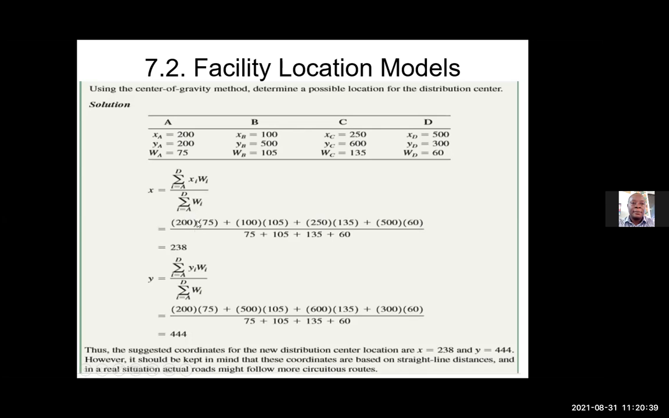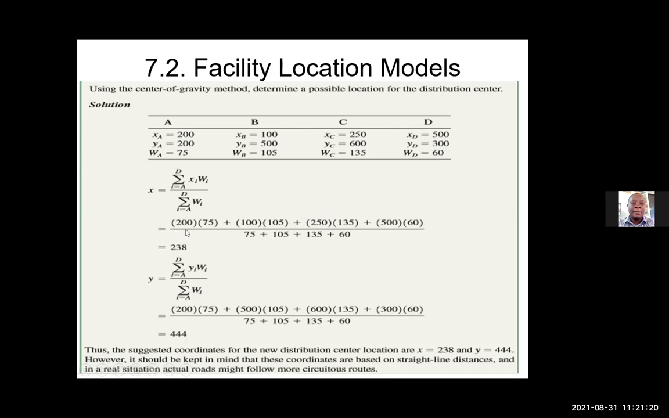Let me take that again. We said the X coordinate multiplied by the weight of shipment from that location, and then we sum all that up. So for supplier A, X coordinate 200 multiplied by weight 75, plus supplier B, 100 multiplied by the weight 105, plus supplier C, 250 multiplied by the weight 135, plus supplier D, 500 multiplied by 60, which is the weight of shipment.